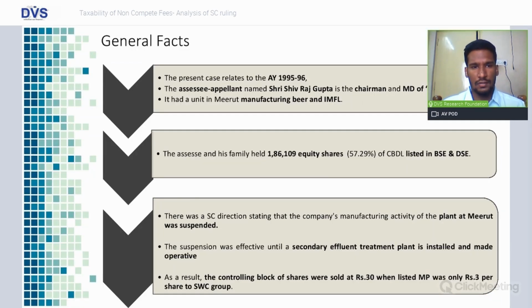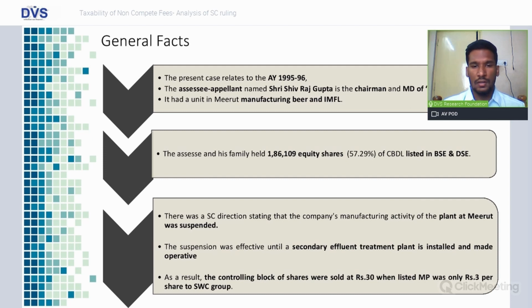So we'll start with the facts of the case. The present case relates to assessment year 1995-96. And the assessee is the chairman and managing director of a company named CBDL. This company is into manufacturing of beer and Indian-made foreign liquor, and it has a manufacturing plant at Meerut. The assessee and his family hold a controlling stake of 57.29% in CBDL. And there was a Supreme Court directive stating that the company's manufacturing activity at the plant at Meerut shall be suspended, till a secondary effluent treatment plant is installed and made operative.